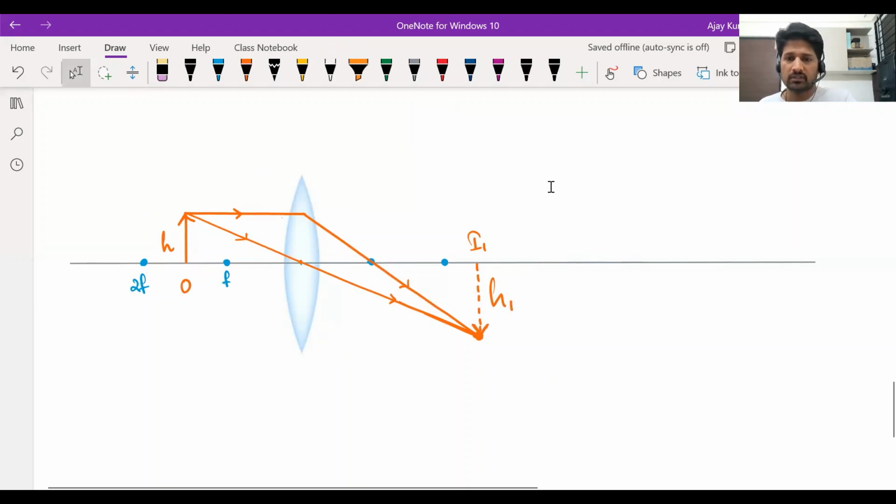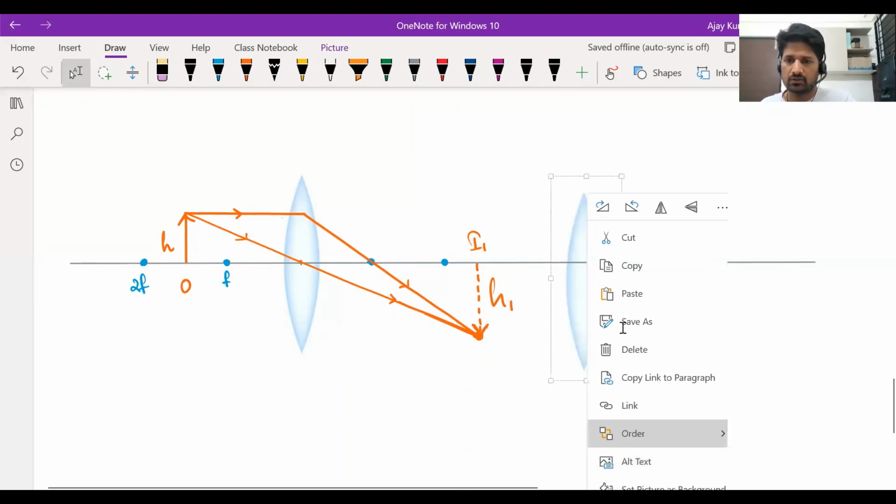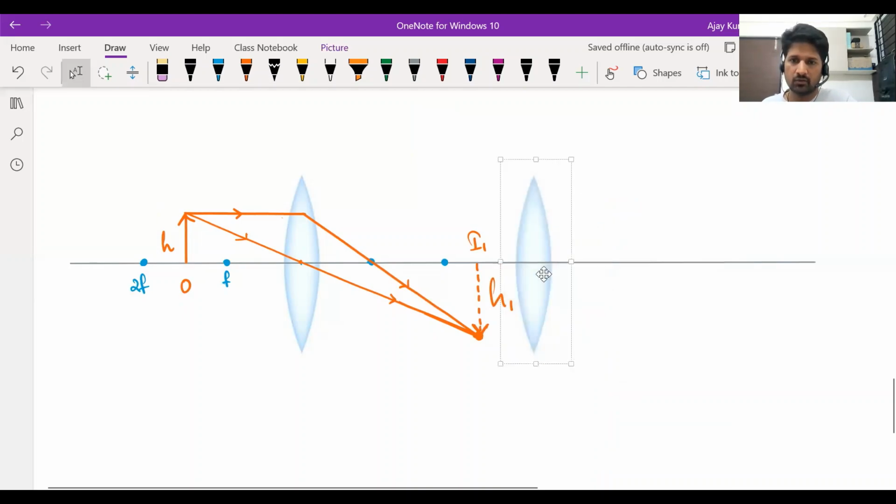What we will do is place the second lens very close to this object. How close? Such that this object falls within the focal length of the second lens. Focal length of the second lens, call it f2. Assume its focus is here. The image formed by the first lens should fall within the focus of the second lens. Now we do the ray tracing again.